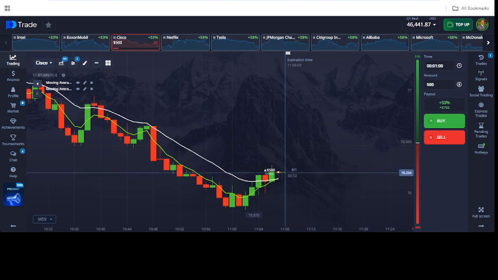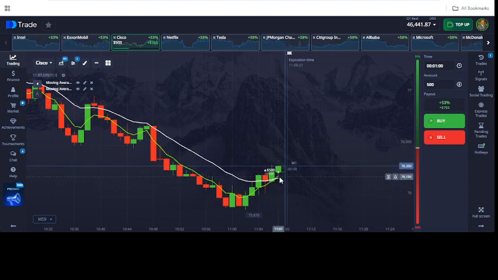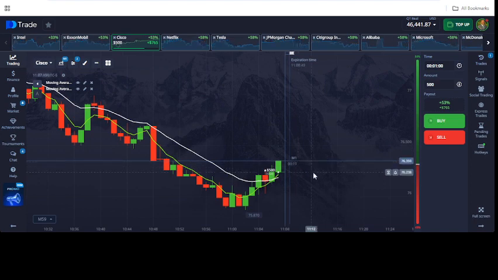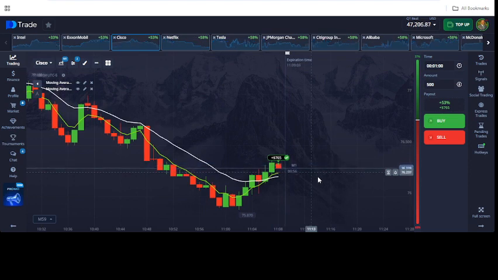Okay, so I'm on Cisco here, and I just took a buy trade. The reason why I took the buy trade here, if you see here, the 5 EMA crosses over the 15 EMA in an upward direction, suggesting a bearish reversal, excuse me, a bullish reversal to the upside in the price of Cisco over the next 60 seconds. So let's monitor this trade and wait for the expiration. Okay, great. So we won that trade.